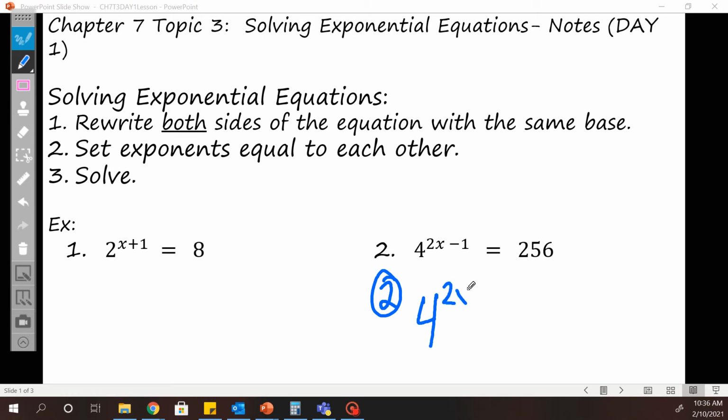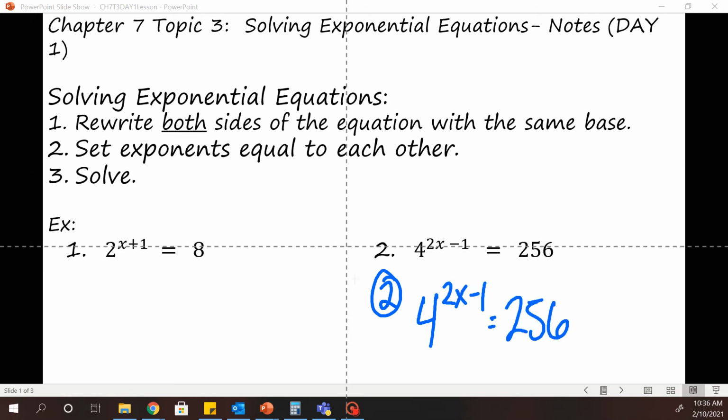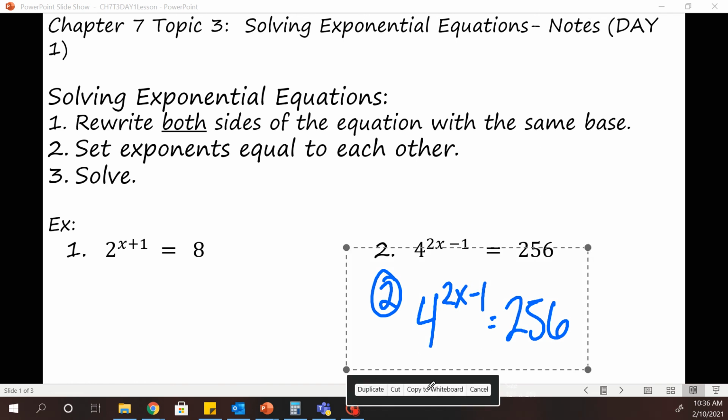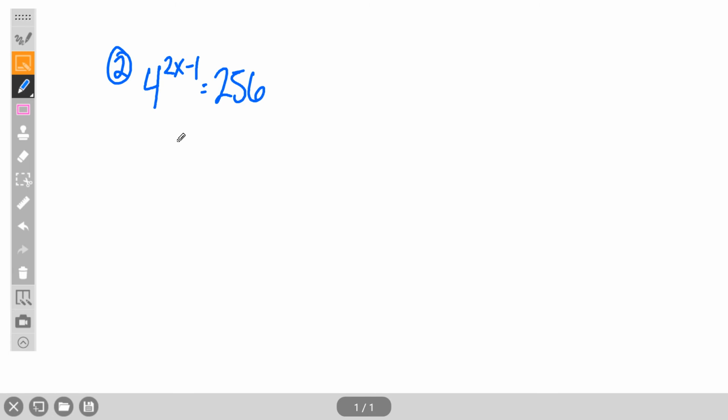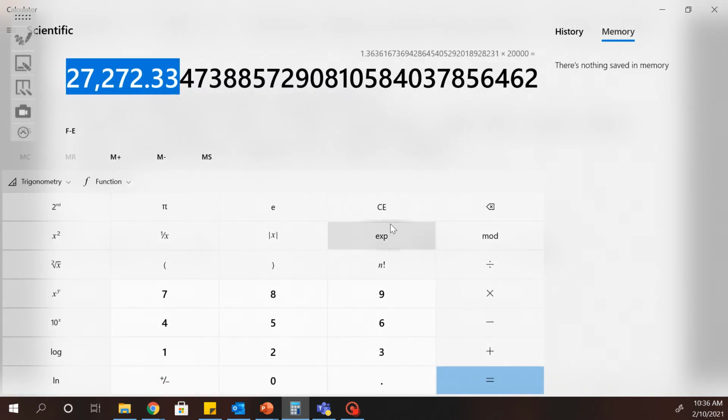Number 2, 4 to the 2x minus 1 is equal to 256. So first we figure out a base that we can express both sides using. The left side has a base of 4, the right side has a base of 256. I'm going to see if I can use 4 as a base for 256. So I need to figure out what power I can raise 4 to get 256. I can use a calculator to do this.